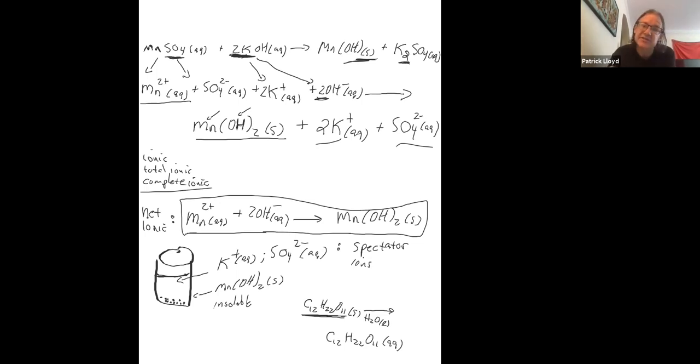So physically, it's a very different process, the way that sugars and alcohols dissolve into water. We call them molecular substances, because they form molecules, they don't actually form ions in the solution. Okay. So there we go. Let's take a look.